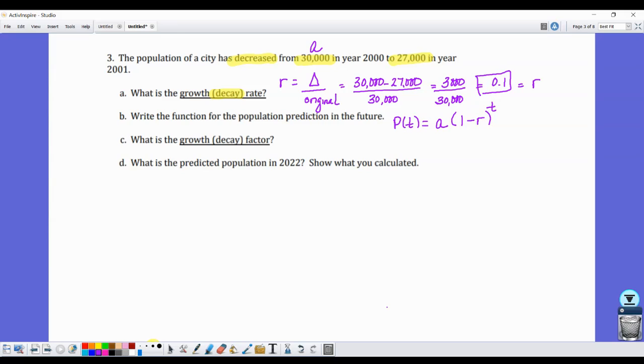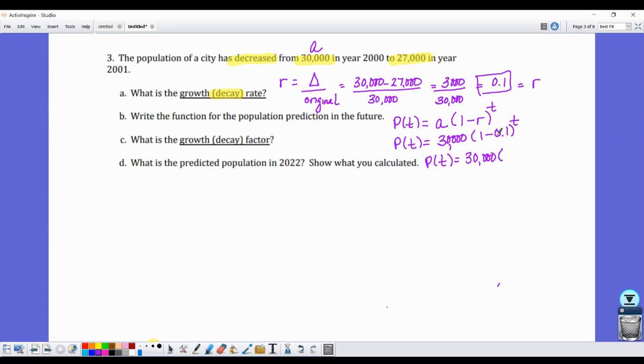And we're going to keep going. The function for this particular problem, the population at time t is the original amount times one minus 0.1 to the t. And I'm just going to keep going. The population, I'm going to simplify this, is 30,000.